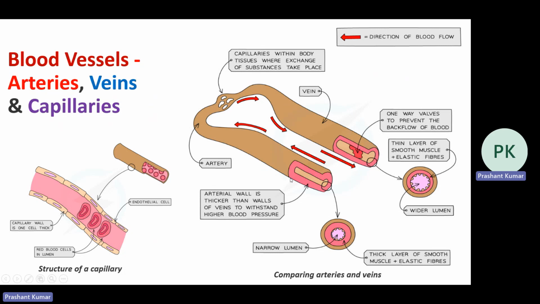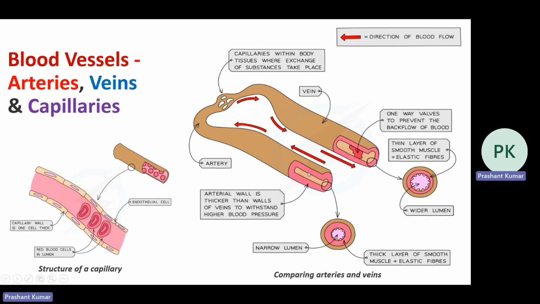and the elasticity will make it easy for the blood to flow at high speed. And if you see, the vein has the wider lumen, and the smooth muscle layer and the elastic fiber layer are very thin as compared to the arteries. Capillaries are one cell thick because they have to go in between the gaps of the cells to provide all the nutrients and oxygen.